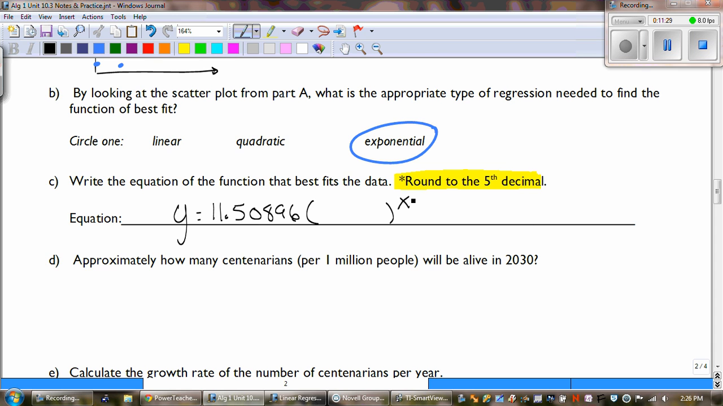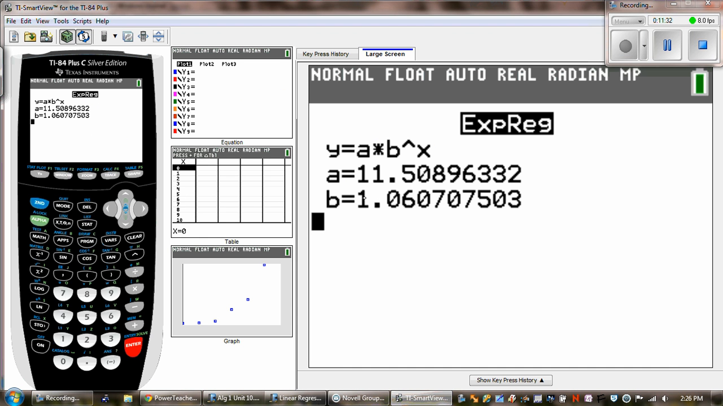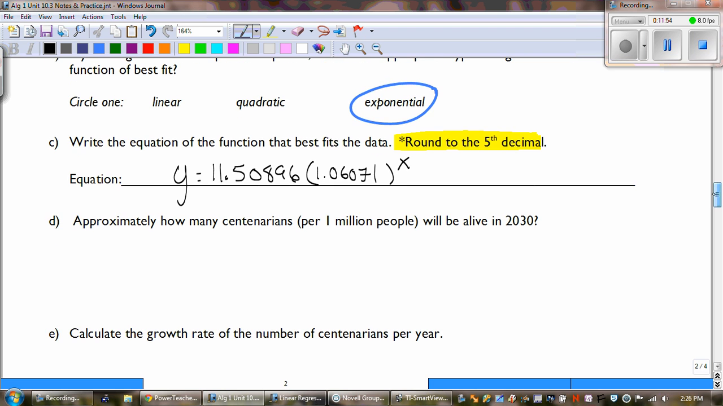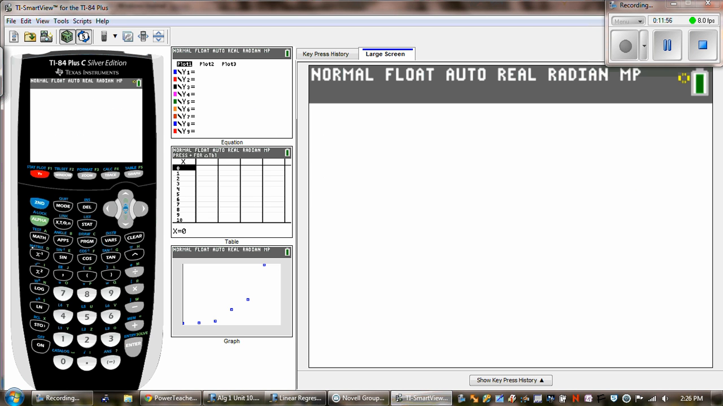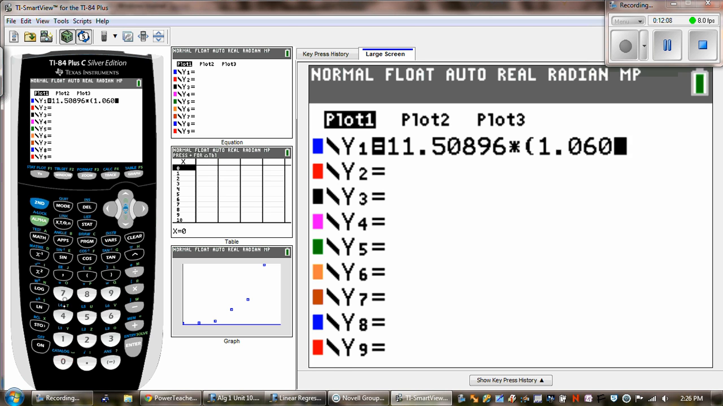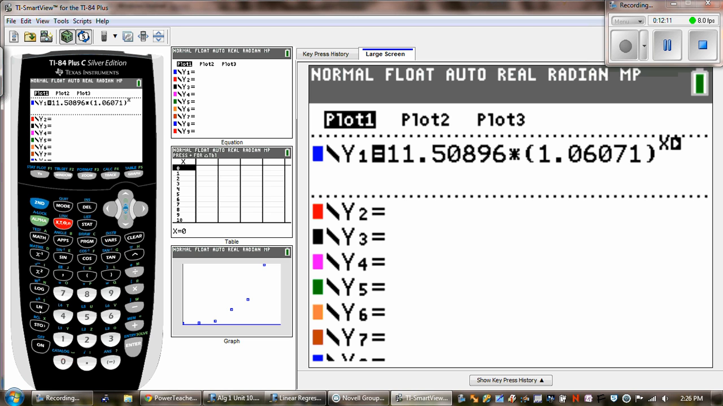And that's 4 or less, so I'm going to let it rest. Okay, now I have to write in the B. So 5 decimals, 1, 2, 3, 4. 0 is my 5th, and what's the 7 tell me to do? Tells me to round up. So it's 1.06071. Now, what I'm going to do real quick as we move on, I'm going to put that equation into my y equals spot right here. And this is the line of best fit. So 50896 times 1.06071 raised to the x power.